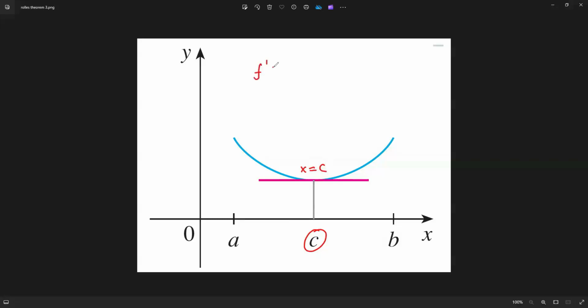So the slope of the tangent line at c must be 0. Okay, I think everyone can understand Rolle's theorem, what I've explained so far. Now let's look at some examples. Sample problems: how to find the value of c between a and b using Rolle's theorem. Okay, let me go to the first example.